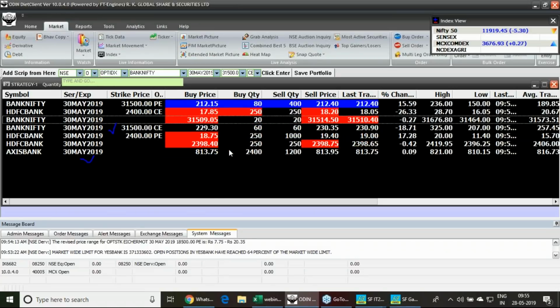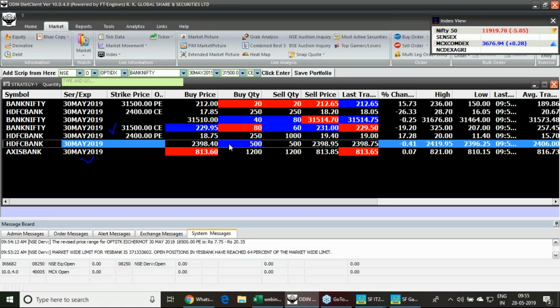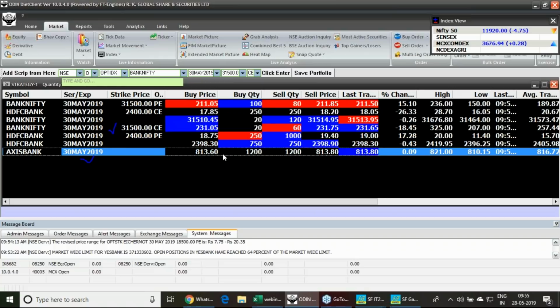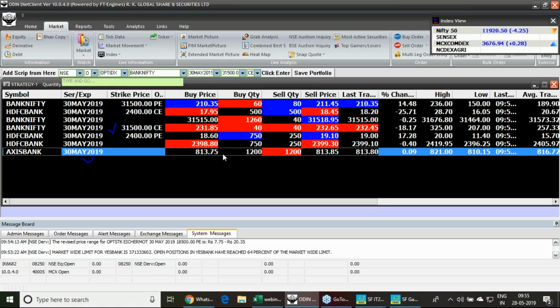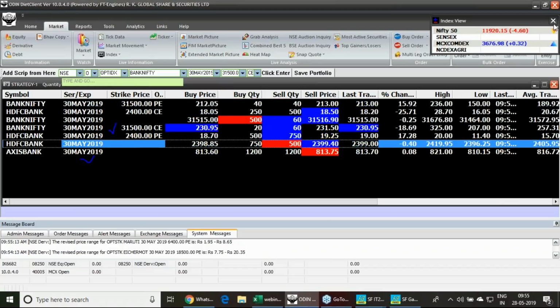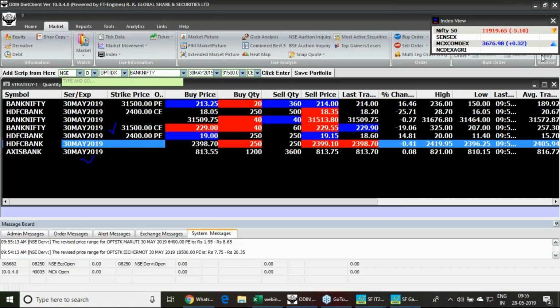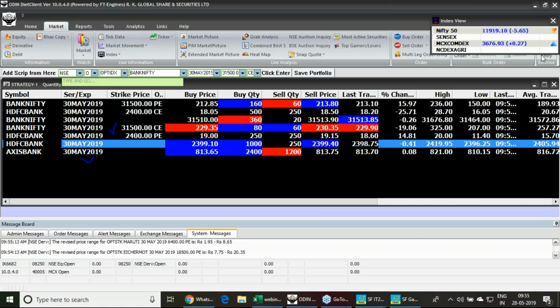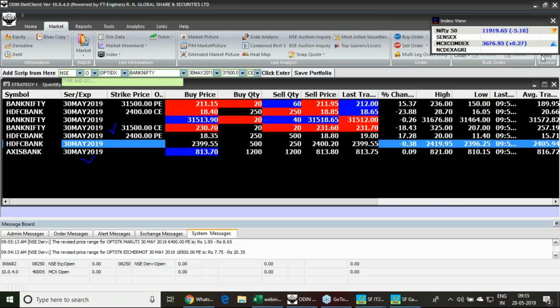So if you enter this trade, you are buying HDFC and selling Axis. With Axis Bank, sell a put option. With HDFC Bank, sell a call option. And this too is intraday. Today by 3:30 you are going to come out of this.